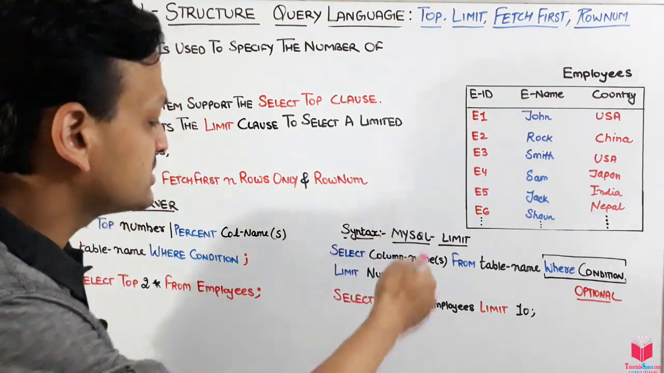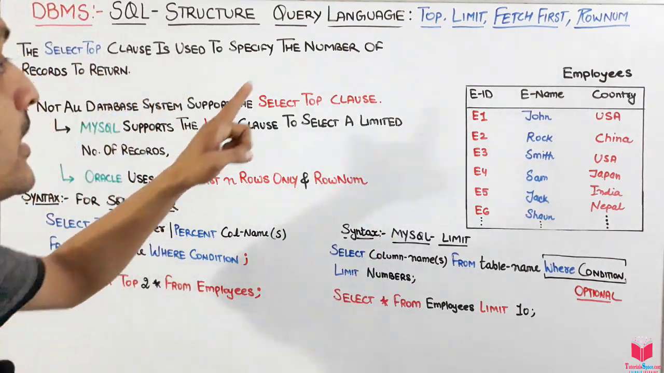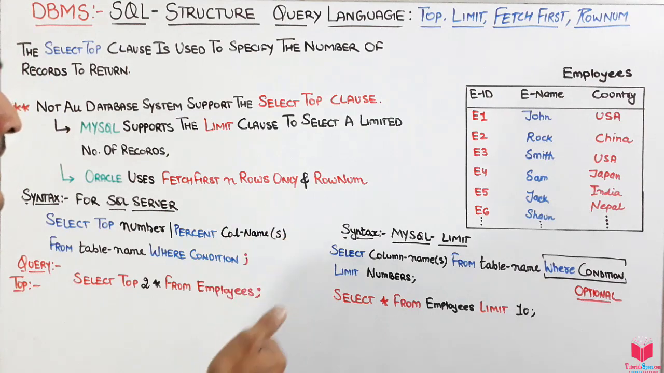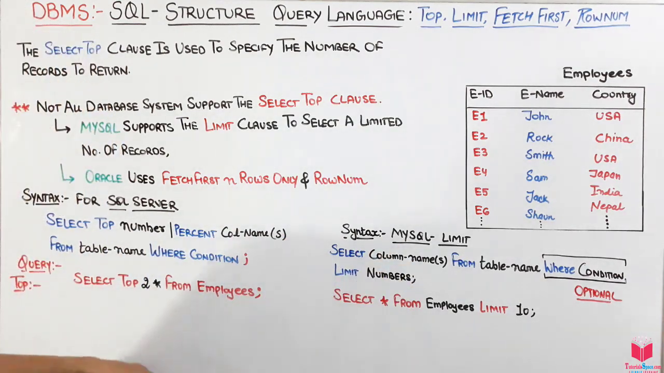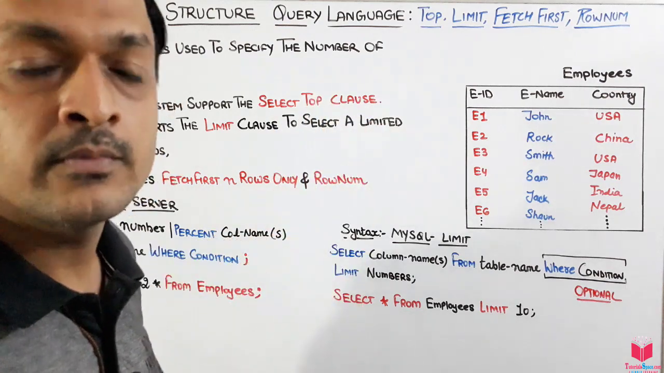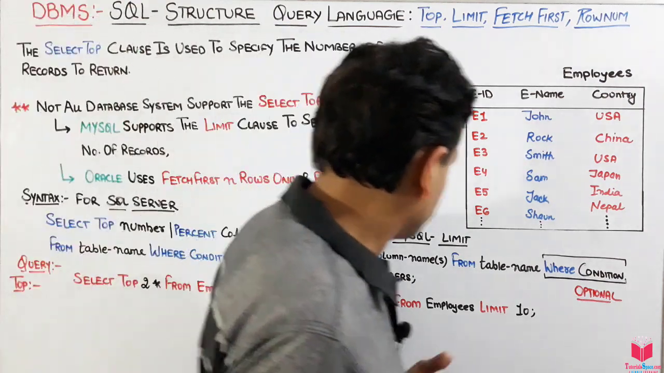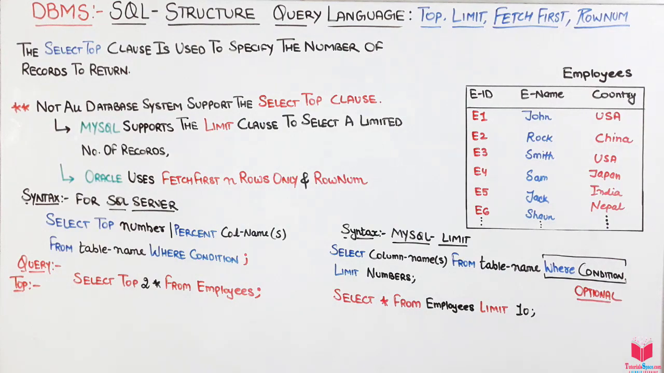So it's going to show the top 10 rows from that table. Okay guys, this is basically about using TOP and LIMIT. Now, in the next one, we will be doing FETCH FIRST and ROWNUM. Okay guys, just wait, I will wrap this up and continue the video.